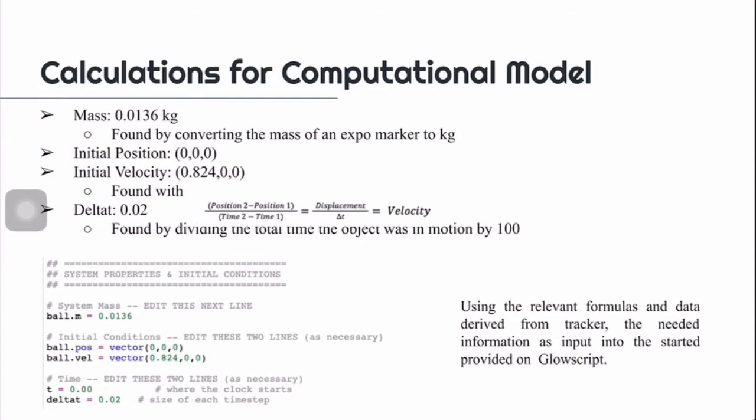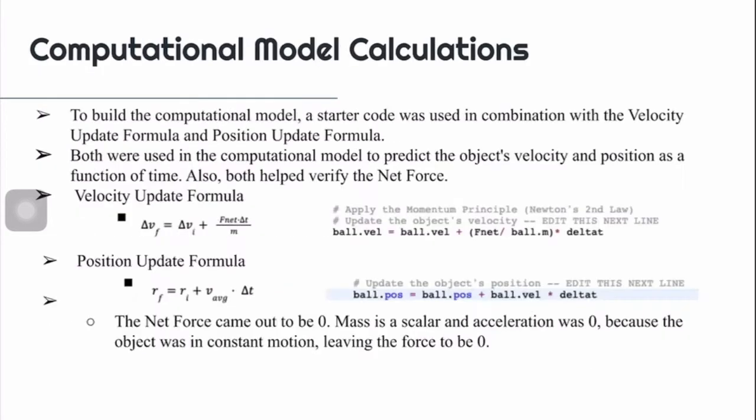The information was input into the provided starter code on GlowScript, as can be seen in the slide. Further, in the loop code section, the velocity update formula and the position update formula were used to predict the velocity and position as a function of time over time. They were included in the GlowScript code as seen in the slide, and using Newton's second law, the net force was proven to be 0 since the mass was a scalar and the acceleration for a constant motion is always 0.